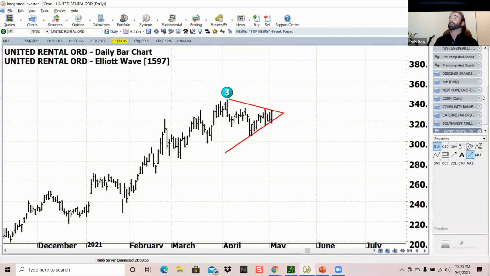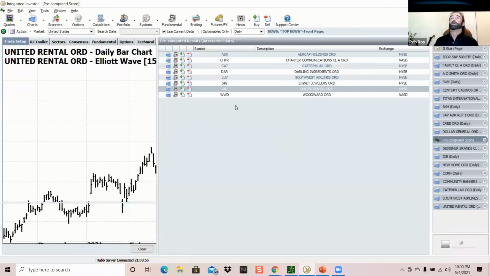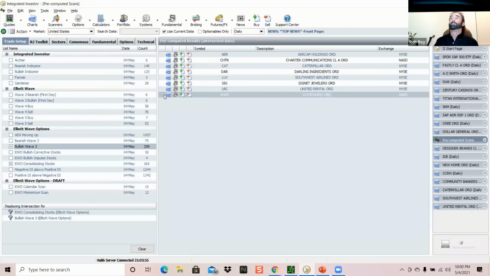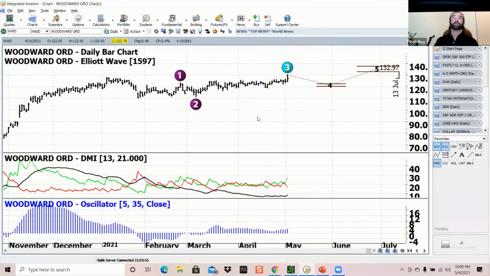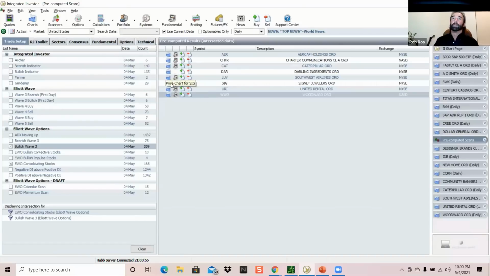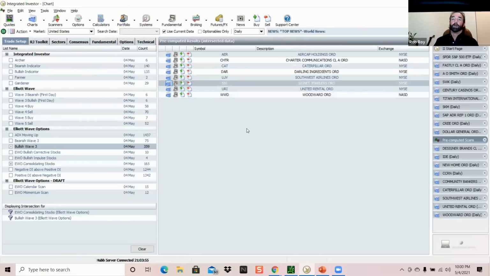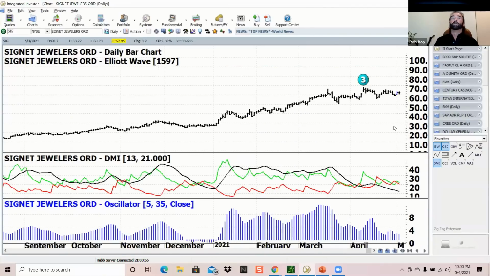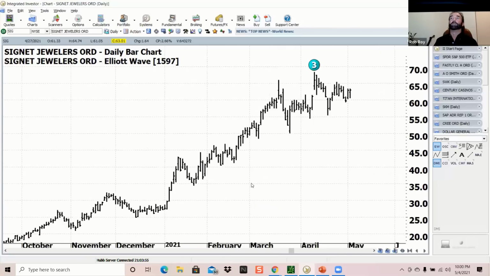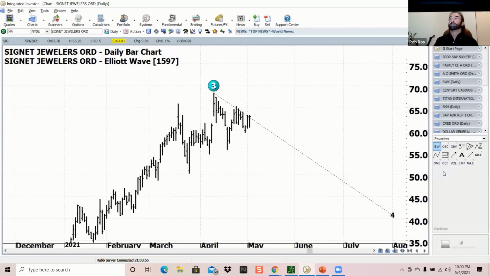And we'll look at that Woodward as well. Maybe even Signet Jewelers. Yeah, this one's sideways, so forget that. That's the exact opposite of what we want. And that's what this search will find. It doesn't always find triangles. It finds consolidating stocks. So some of them are in triangles and some of them are just going sideways. So as soon as you see it going sideways, you just discard it and move on.